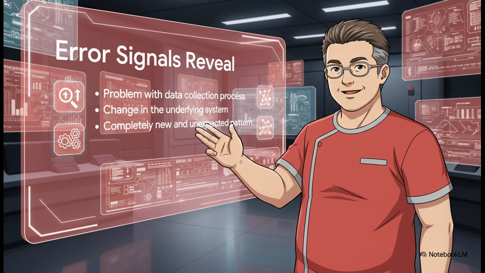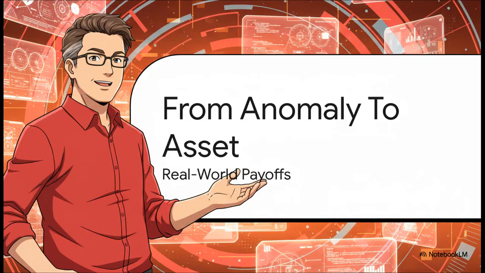Second, it could signal a distinct change in the underlying system. Basically, the real-world environment has shifted and your model just hasn't caught up yet. And third, it might reveal a completely new and unexpected pattern. Look, the most insightful architectures in the world don't just process expected behavior. They actively mine their own errors to discover the unexpected. And that brings us to Section 4, from anomaly to asset, real-world payoffs.